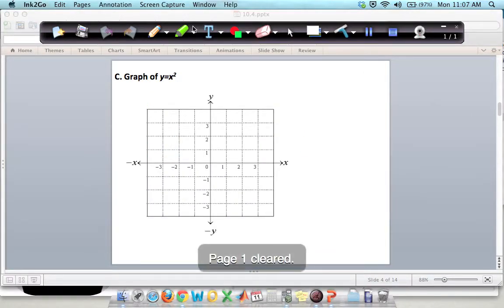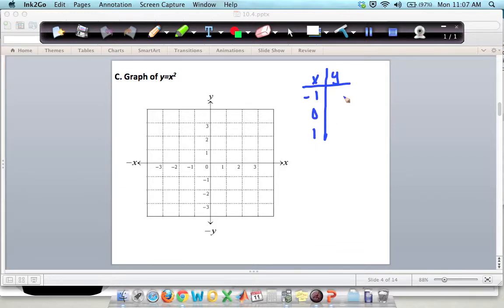So let's graph y equals x squared, the most basic quadratic, and I'm actually going to graph this on here and not on the calculator right away. We'll do this one by creating a table. So I'm just going to pick some values: -1, 0, 1. If x is -1, -1 squared is 1. If x is 0, 0 squared is 0. If x is 1, 1 squared is 1. And let's do one more. If x is 2, 2 squared is 4.